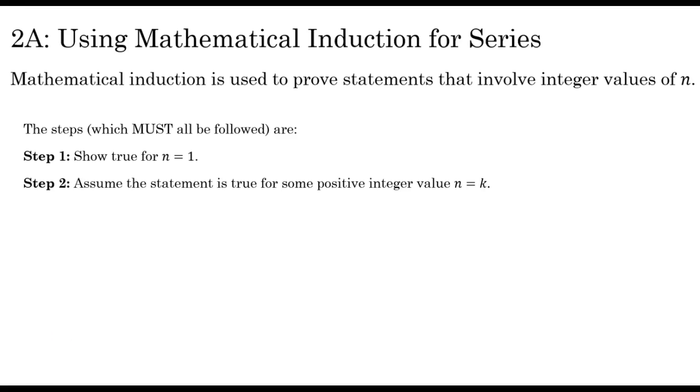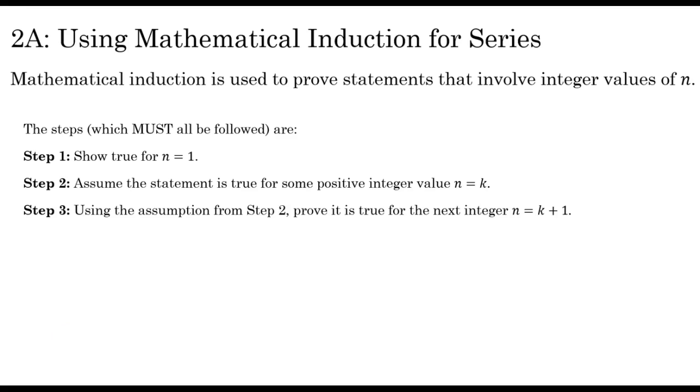Then we assume that it's true for some positive integer where n is equal to k. K is just some integer and it's a positive number, it's 1 or above. So we just assume that's true. We substitute k into our conjecture and we assume that it's true.